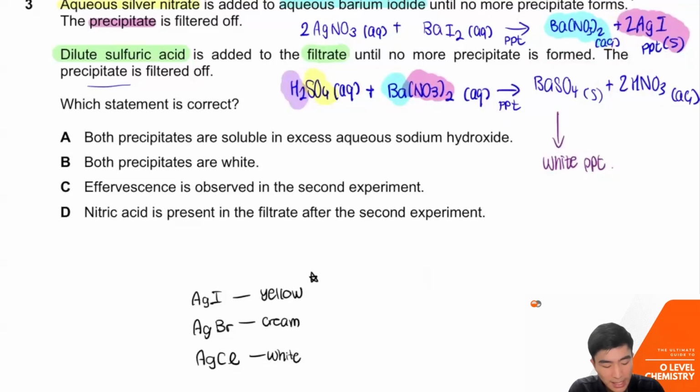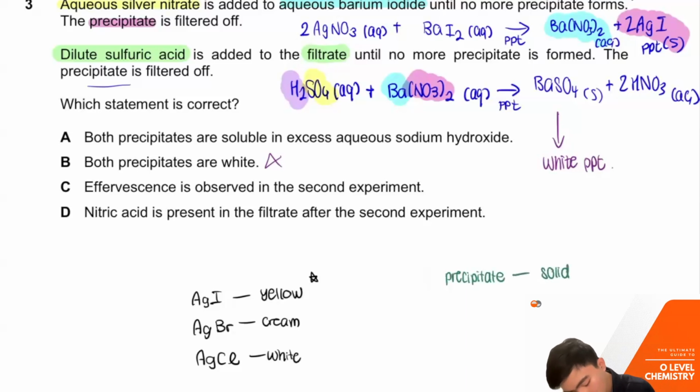Now, next, both precipitates are white. No, this one is wrong because we have already discussed that silver iodide is yellow color. It's a yellow precipitate. Effervescence is observed in the second experiment. Second experiment, we are doing a precipitation reaction as well. Is there effervescence? Now, I want you to be very, very clear. What is the difference between effervescence and precipitate? Now, precipitate, remember, is a solid. The outcome is a solid. You will get a solid.